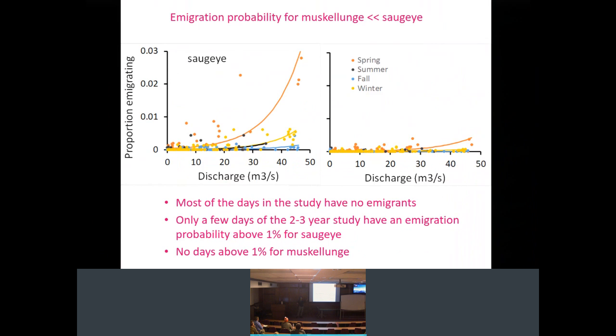So we've been able to characterize the patterns in emigration, when they emigrate, what environmental conditions they emigrate in. But this doesn't seem like a big problem. Like, they're not just all swimming out of the reservoir. So the next question is, we have these patterns. What does it really mean for loss of fish from the reservoir fishery? How does it relate to that?